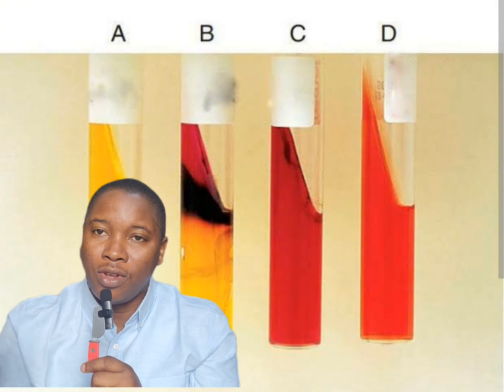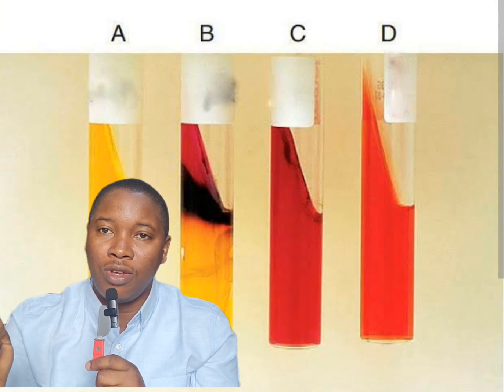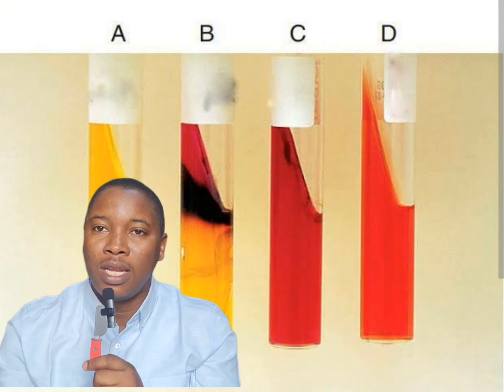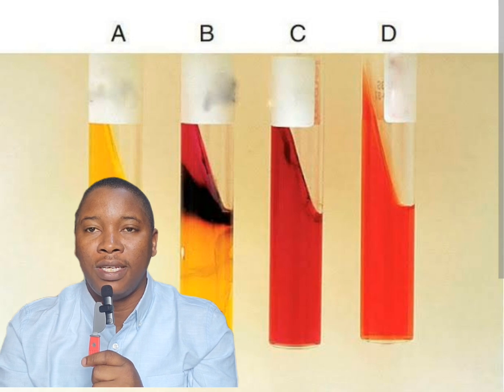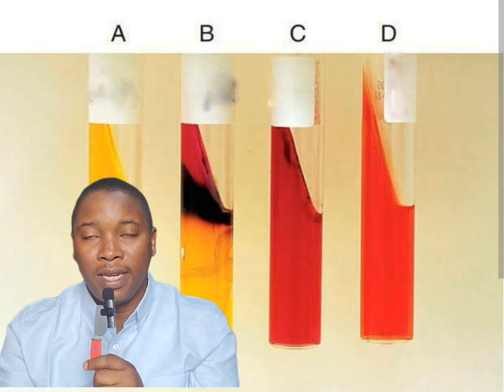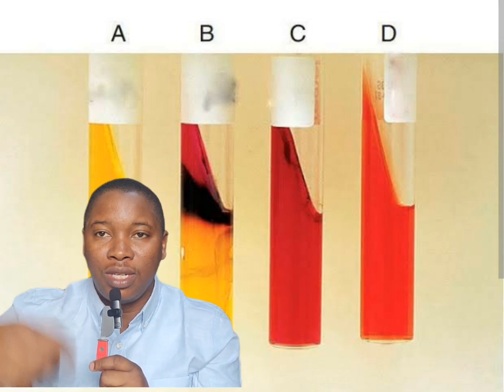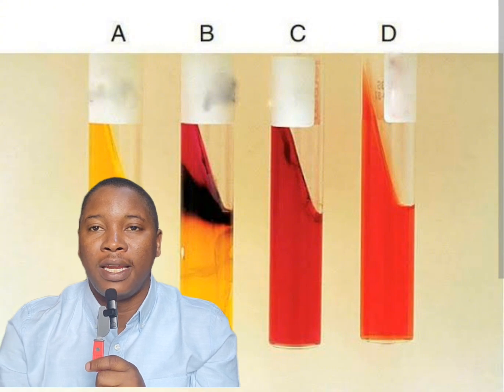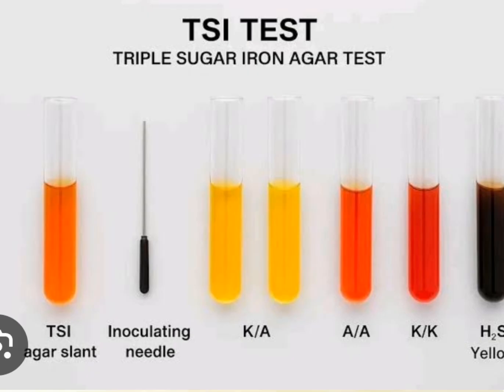So you stab your bacteria of interest. The way you inoculate it is to stab it into the anaerobic portion of the agar, of the media, and then you streak onto the aerobic portion of the agar. Then you begin to watch for different kinds of color changes. And like I said, the first one is sugar fermentation. Is it able to ferment glucose, lactose, and sucrose?